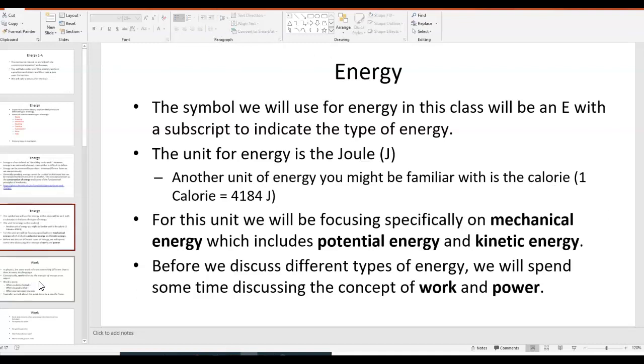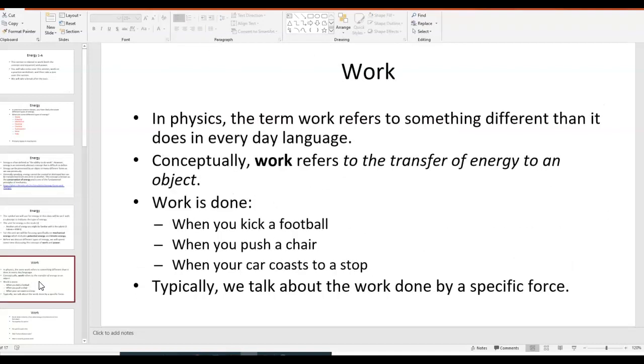So let's talk about work. Now, in physics, to do work basically refers to the ability to transfer energy to or from an object. It's not like you wake up and you go to work. Work is something that is done on an object. It's really important that you understand the concept of work, because concepts are really important in this unit. You can't just do calculations without understanding why you're doing the calculations that you're doing, or why the calculations make sense.